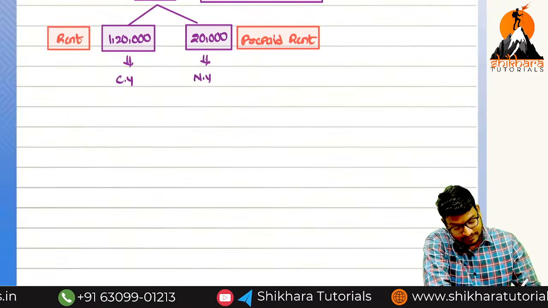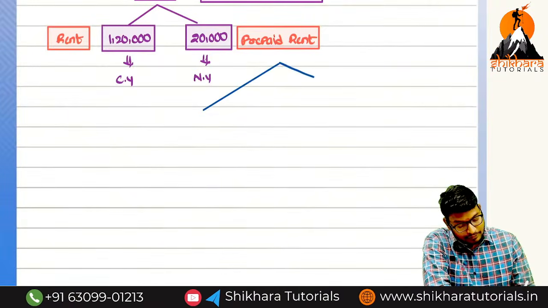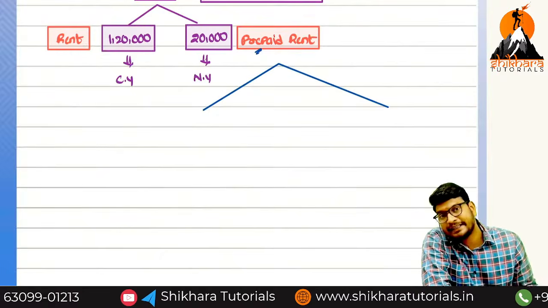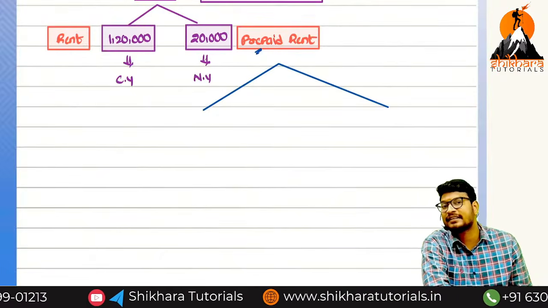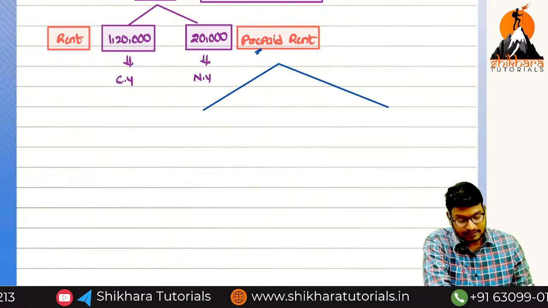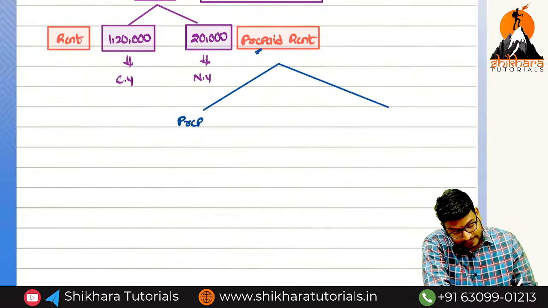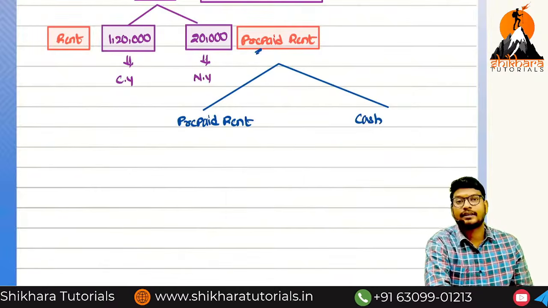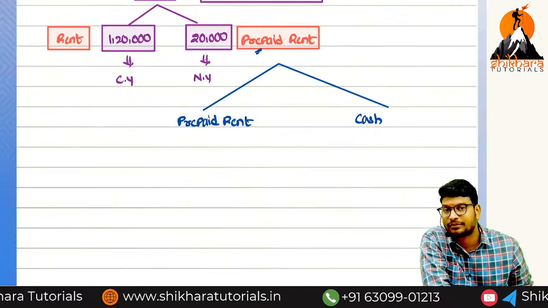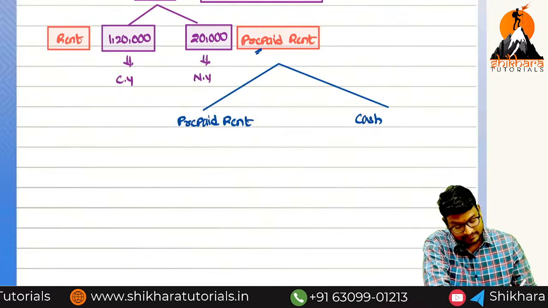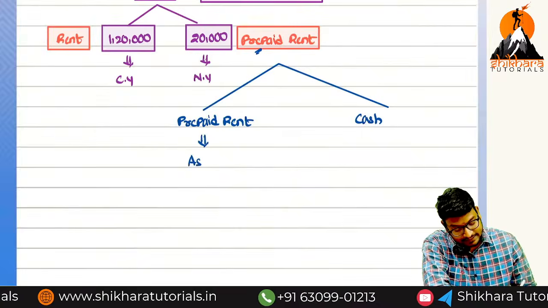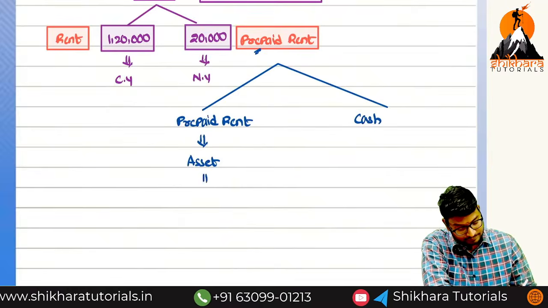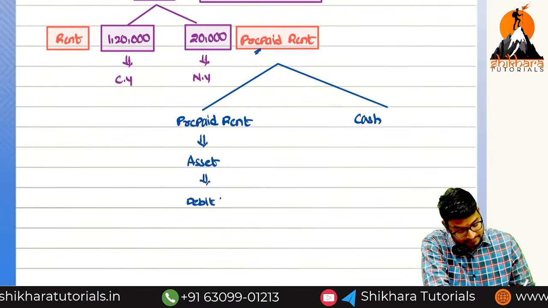Now the point is, what is the entry for the prepaid rent? What are the two accounts involved here? In the name itself we have prepaid, or not paid? Paid. Paid means involvement of cash is there. Yes, involvement of cash is there. So the two accounts are prepaid rent and cash. Prepaid rent, is it an asset or liability? It is an asset. It will have a debit balance.